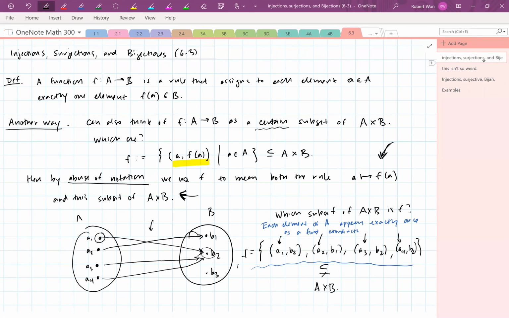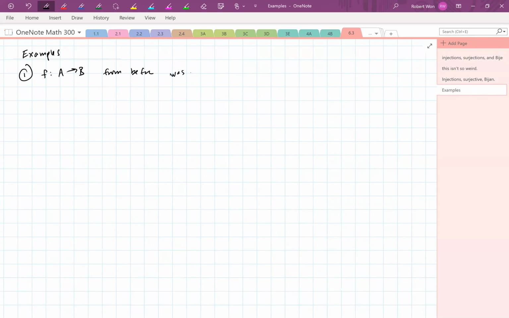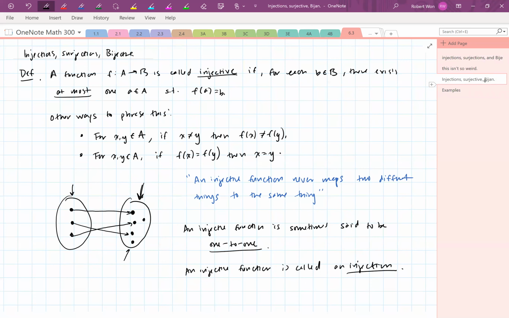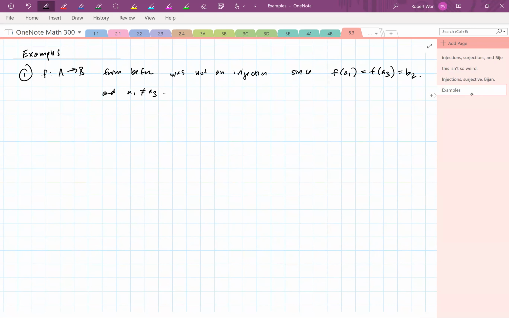This function is clearly not an injection because it has more than one element mapping to the same element. So f was not an injection, since f of A1 equaled f of A3, which was B2. So A1 and A3 were different, but they mapped over to the same thing, so it violated any of these equivalent ways of thinking about an injective function. There were two different things that mapped to the same thing, or they had the same image, but they were different, so they would fail to satisfy being injective.